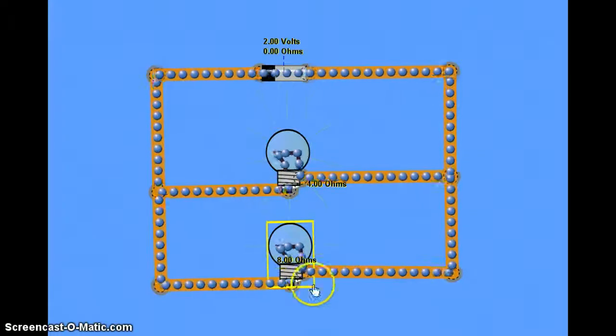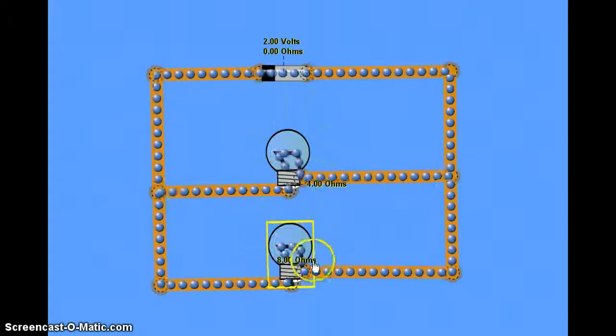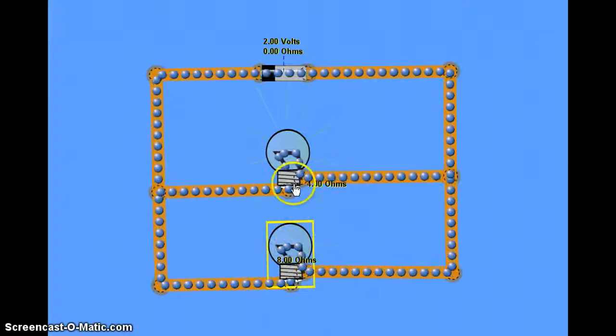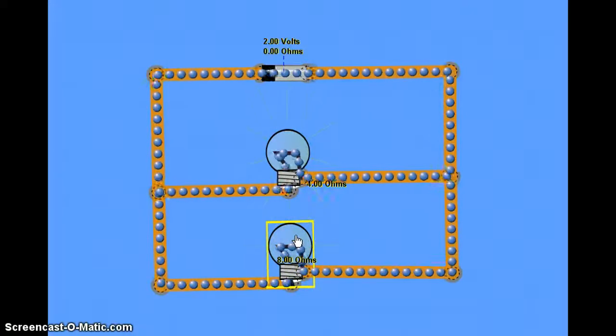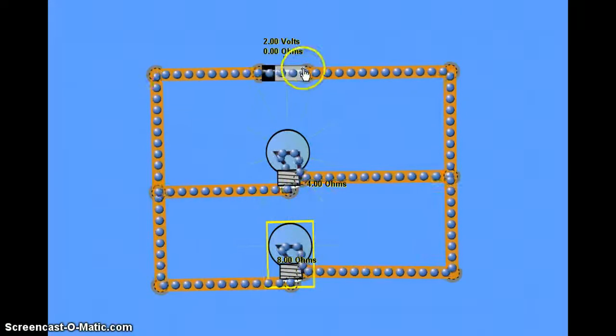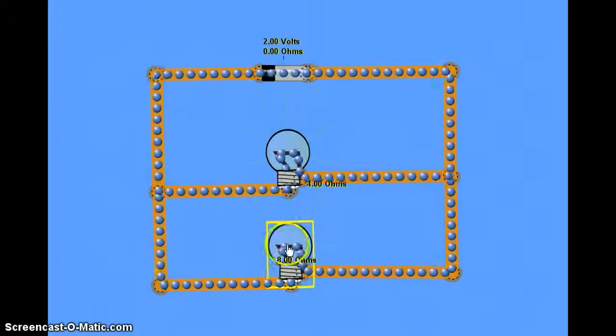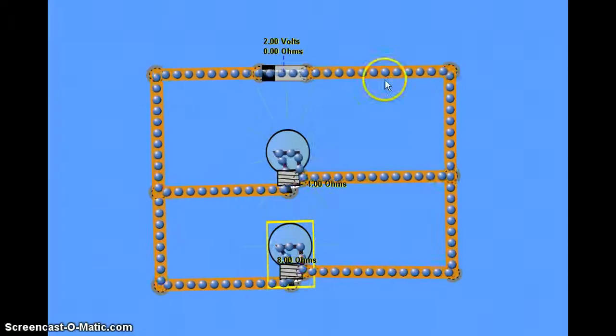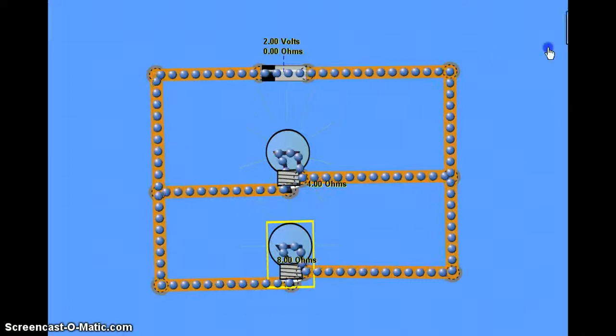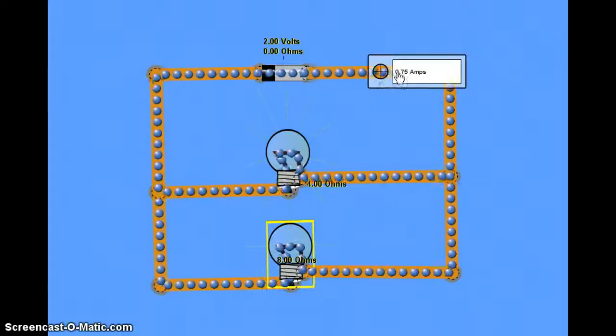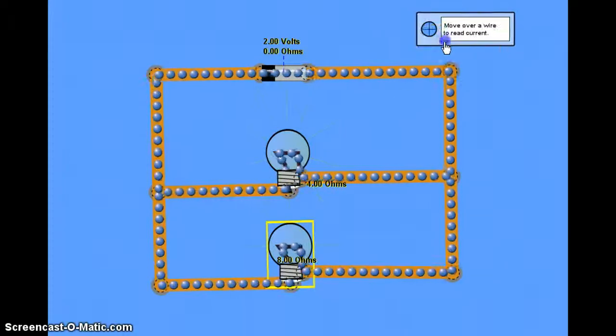I've now changed the resistance of the bottom resistor to 8 ohms. So we have 2 resistors that have different resistances now. Let's go back and consider current. Because we've changed resistance and we've increased the resistance of this particular resistor, we would expect the overall current to change. And if I bring in an ammeter, you'll see that it's dropped down to 0.75 amps.